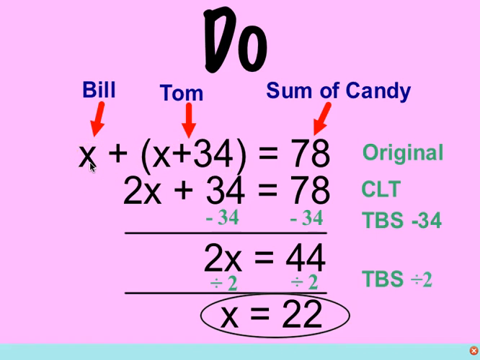So think about this for a second. What were your final numbers? If you add your final two numbers together, does it equal 78? And then did Bill have a number and then Tom have 34 more than Bill? Because some of you had really high numbers that were much, much greater than 34.